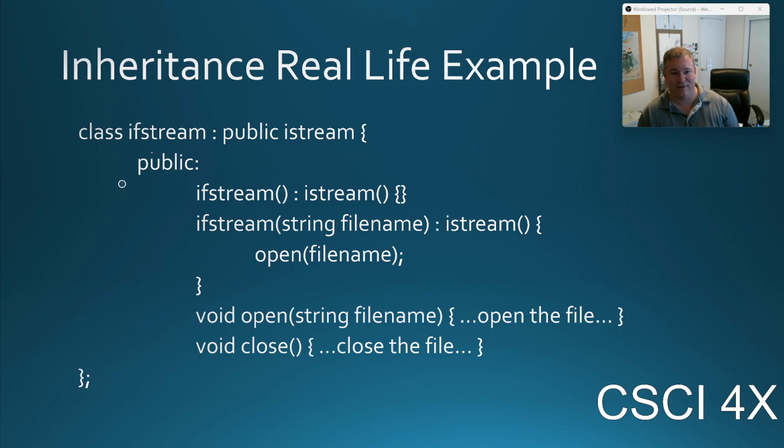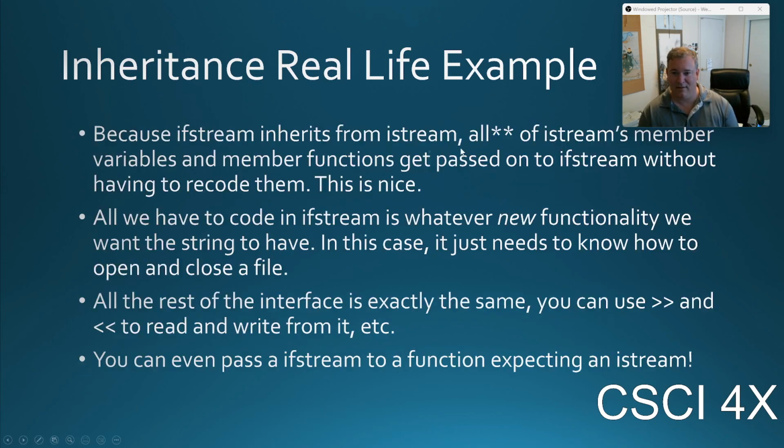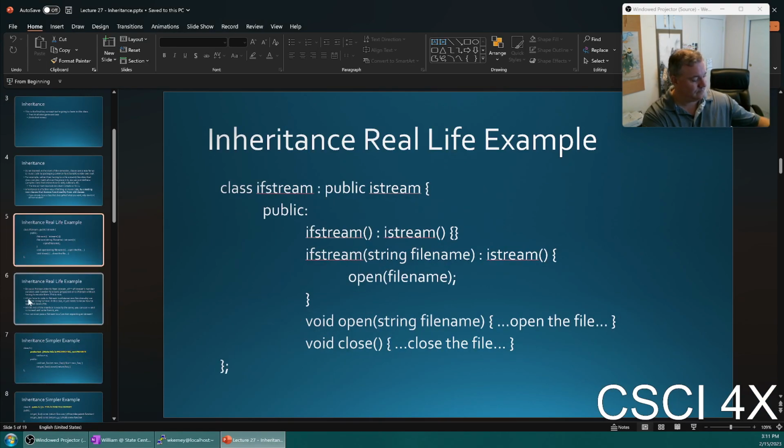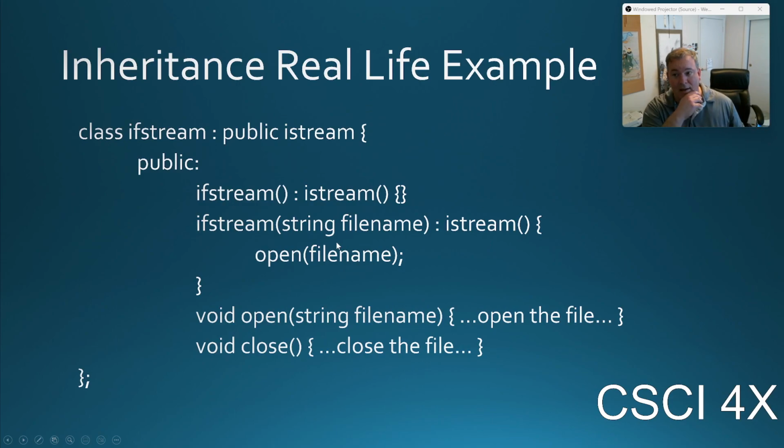Inheritance is actually another example of this. A lot of people love inheritance. I am lukewarm on it, but I'm going to show you when it's useful. Imagine you've got the iStream class. Does anyone know any variables of type iStream? Not ice cream, iStream. Yeah, cin. Cin is of type iStream.